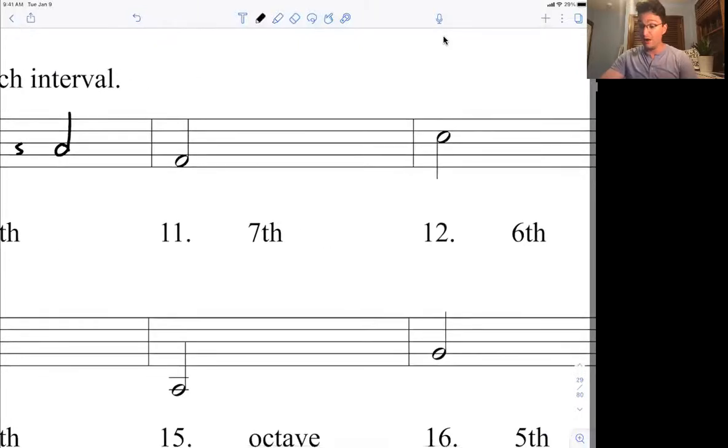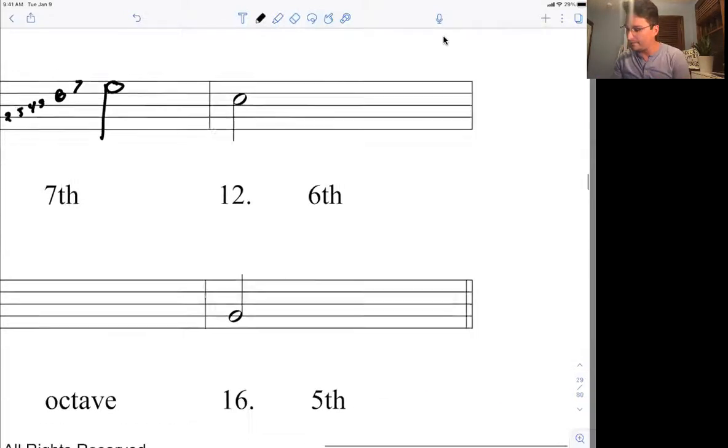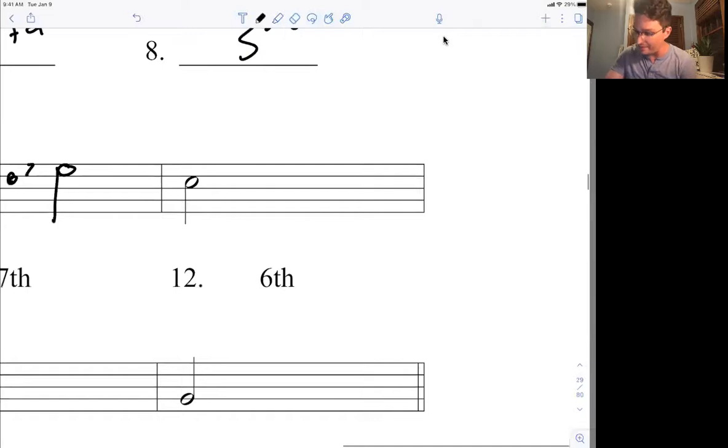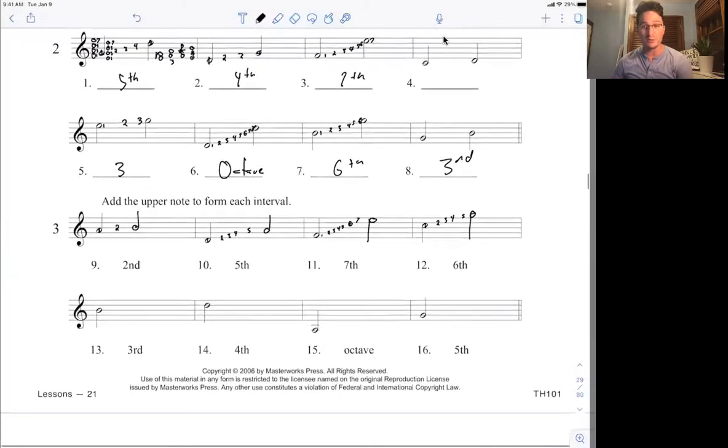A seventh, we know is going to be space to space. So we're going to go 1, 2, 3, 4, 5, 6, 7. So that is our space right there, stem down because it's above the third line. Then we need a sixth above that note. So 1, 2, 3, 4, we're going to get above the staff, 5 and 6 there. So there is our sixth. Go ahead and complete the rest of the page on your own.